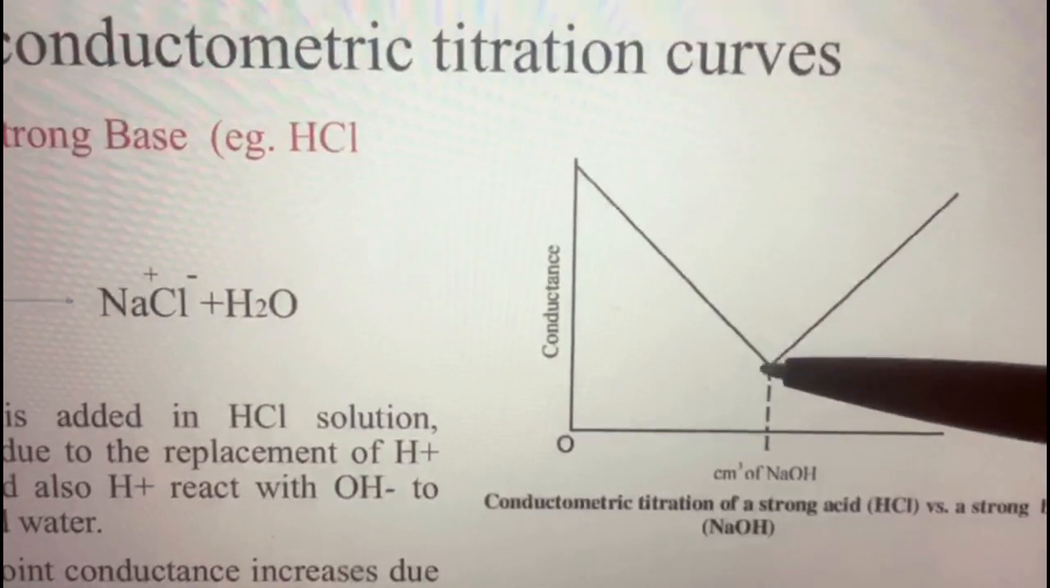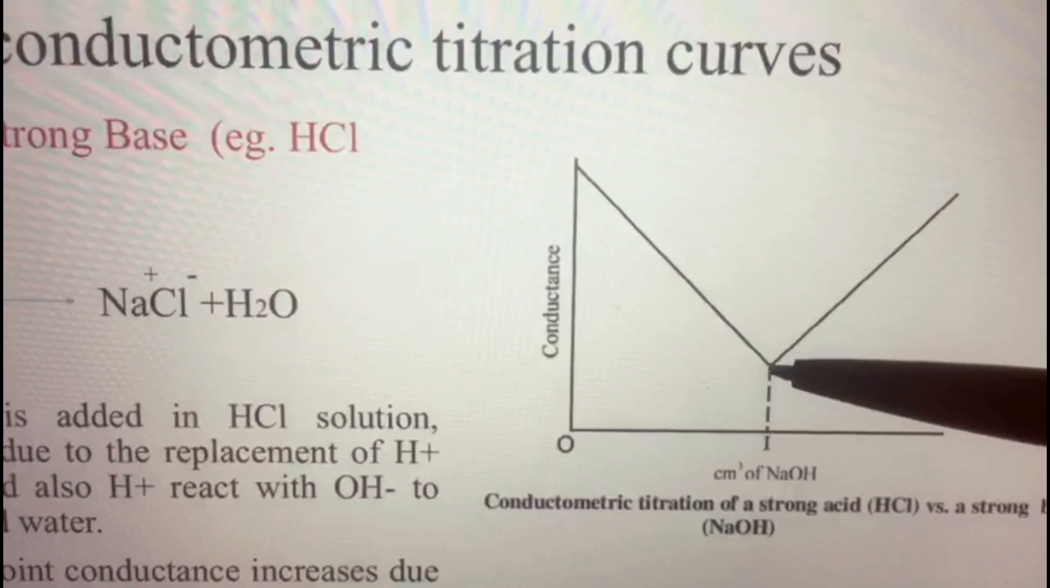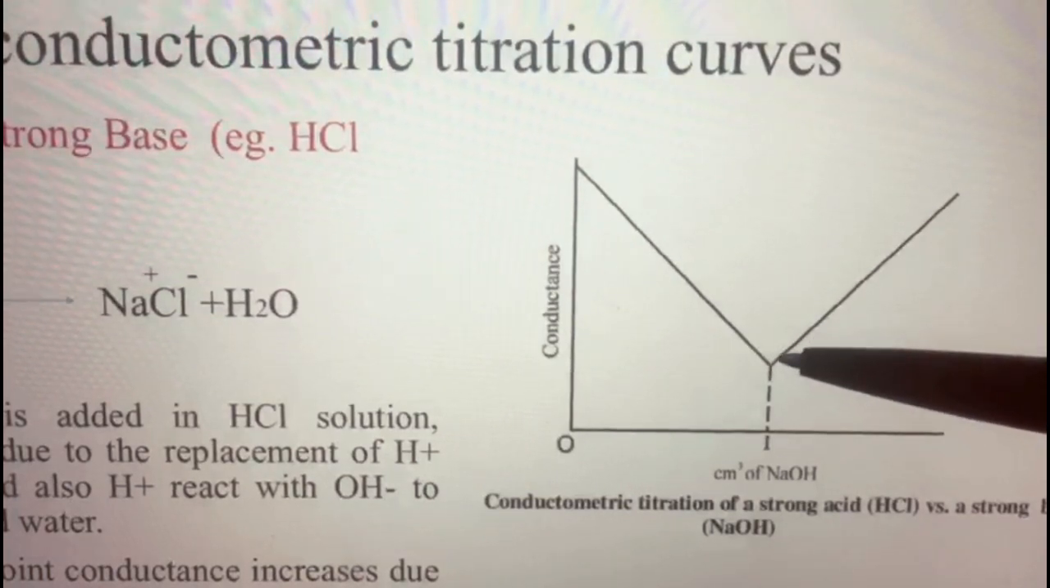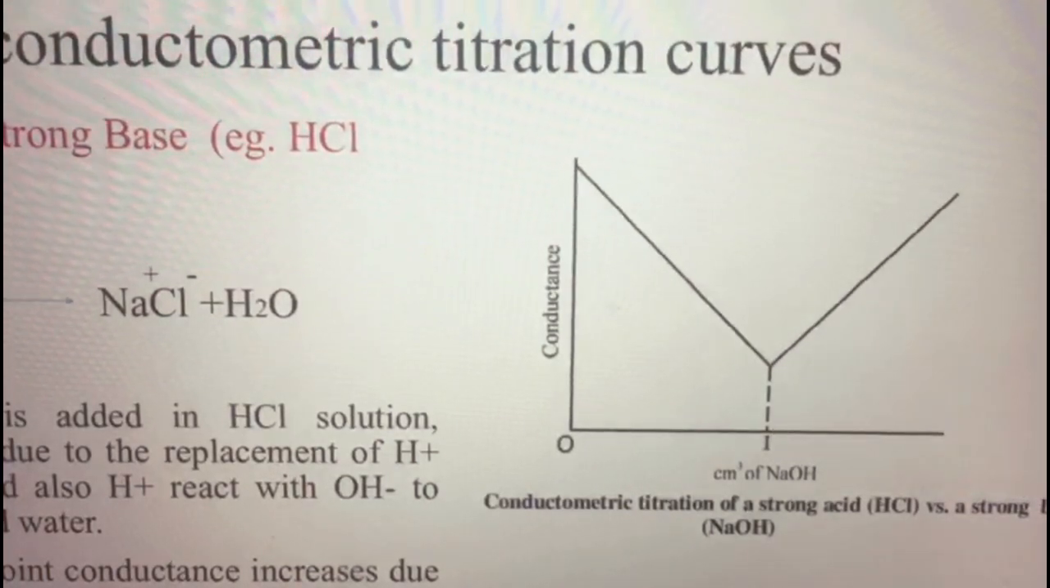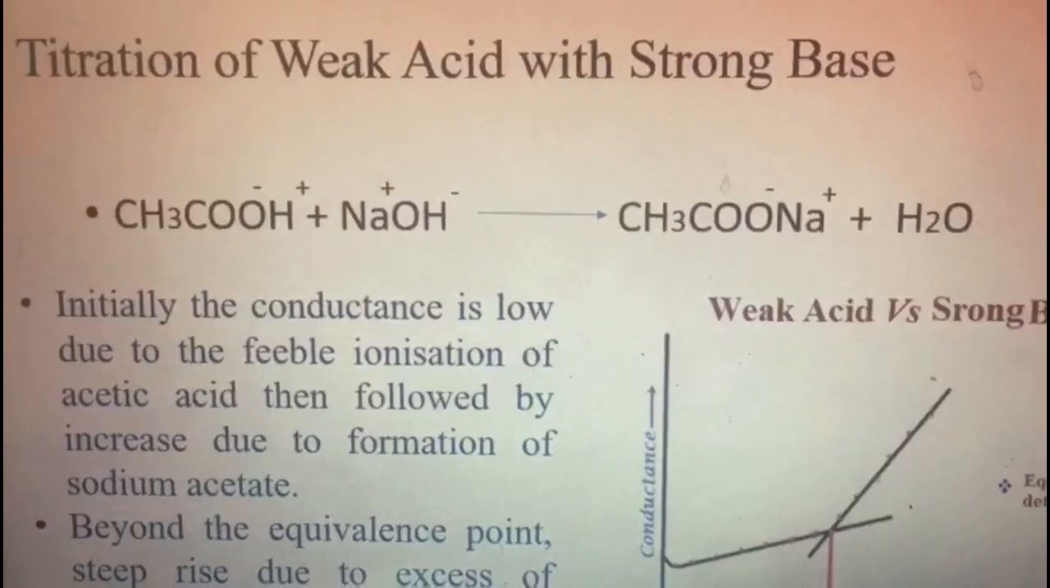So when you are extrapolating these two curves, the point where these two lines touch is the equivalence point, that is the volume of sodium hydroxide needed for the titration.